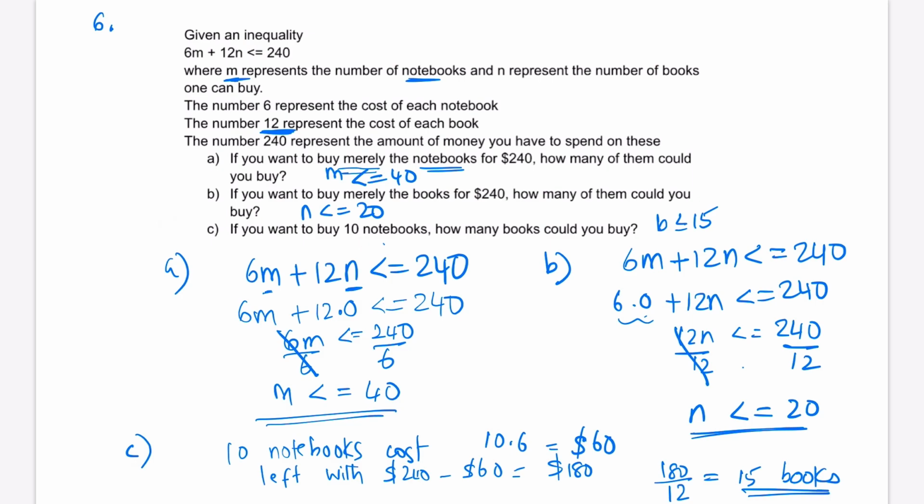So 10 notebooks would cost $60 because each notebook costs $6. So you spend $60 to buy the notebooks. That leaves you with $180 because you had $240 in all. That leaves us with $180, and each book costs $12. So you can buy up to 15 books in case you want to. All right. Okay. So let's move on to the next problem.